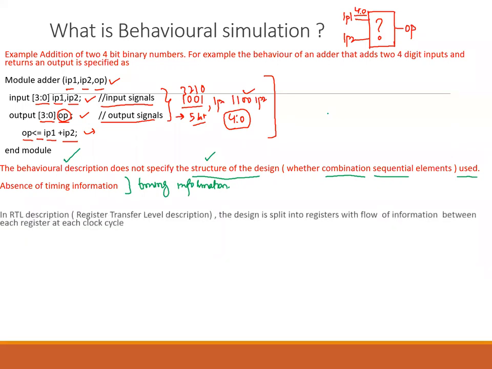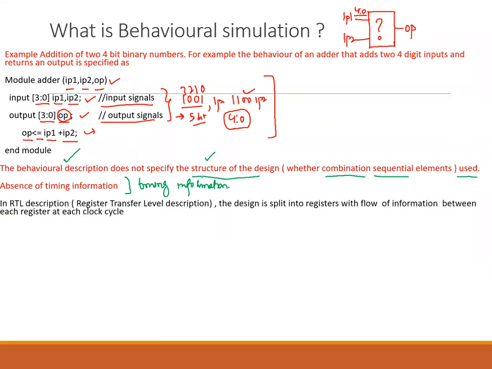Now after behavioral description, the next thing is RTL description. RTL stands for register transfer level. That means your design is split into registers with flow of information between each register at each clock cycle. Here I have not mentioned how your information is going to flow, how your input is coming, how your output is moving.